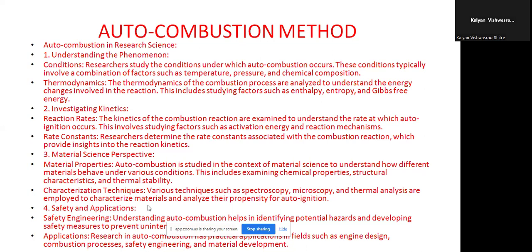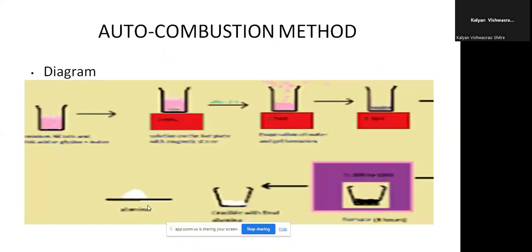Safety and application. Safety engineering: understanding auto-combustion helps in identifying potential hazards and developing safety measures. Applications. Research in auto-combustion has practical applications in fields such as engine design, combustion processes, safety engineering, and material development. This is the diagram of the auto-combustion method. And the last, third method is the co-precipitation method.